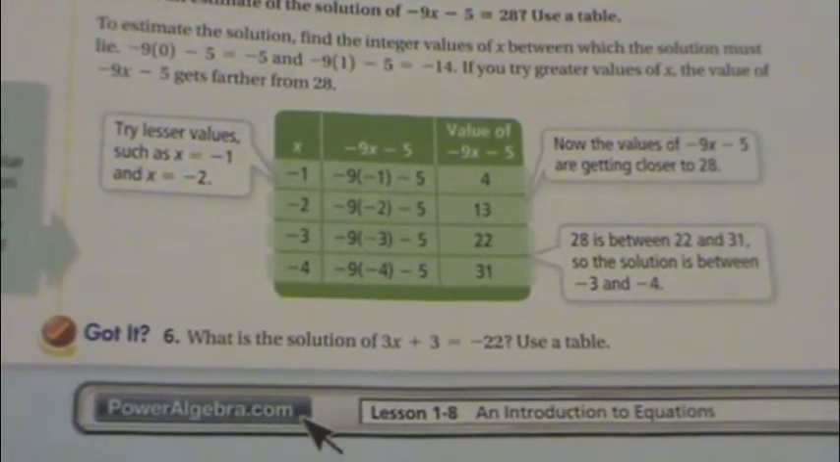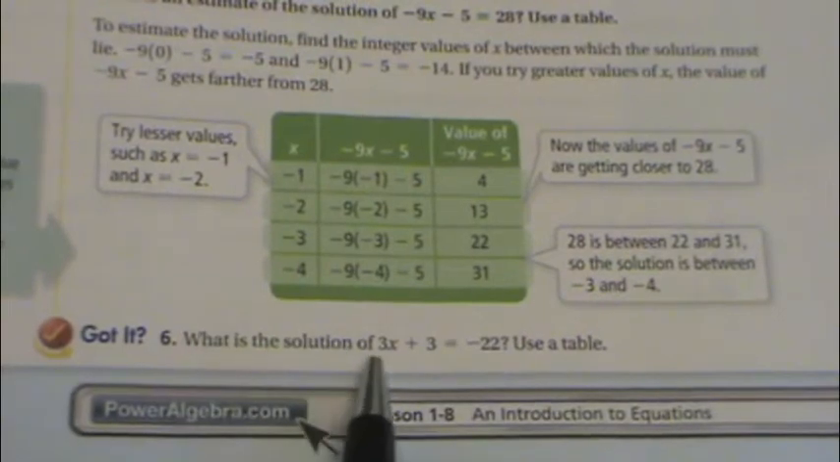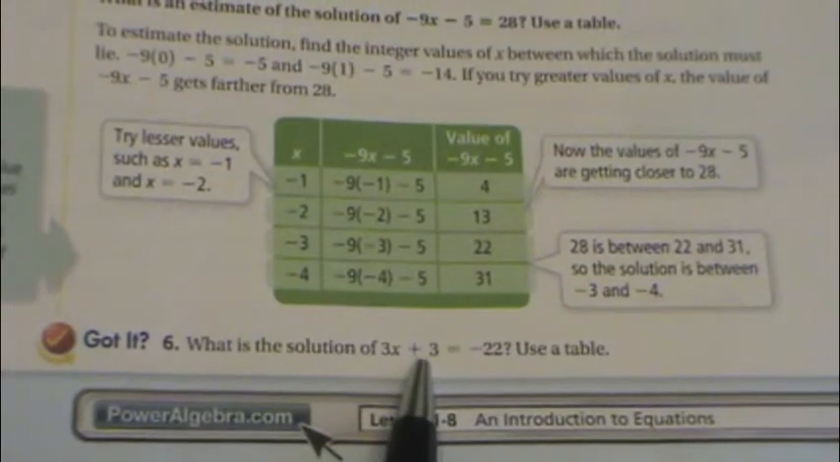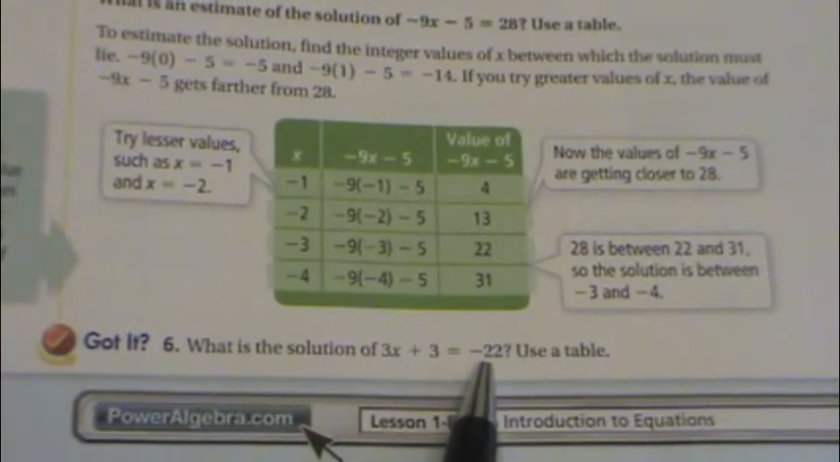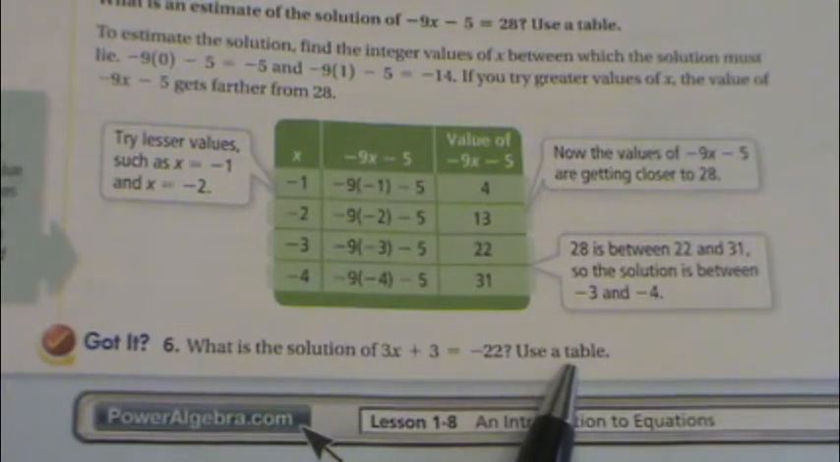Take a look at Got It number 6. What is the solution of 3x plus 3 equals negative 22? You're going to use a table. You go ahead, get it set up. I'll meet you when you're done.